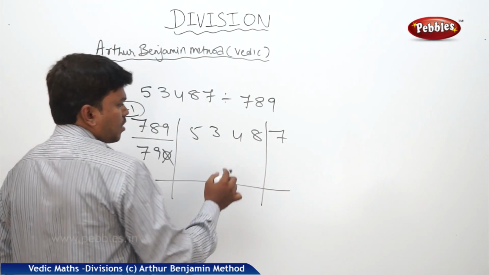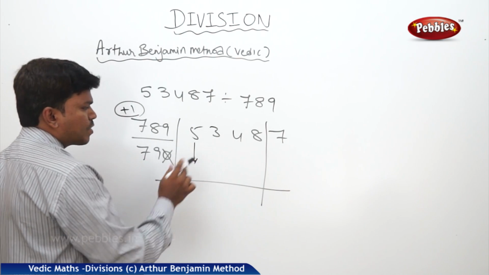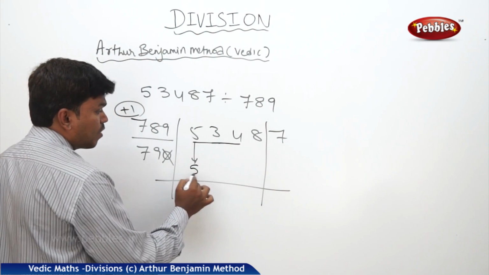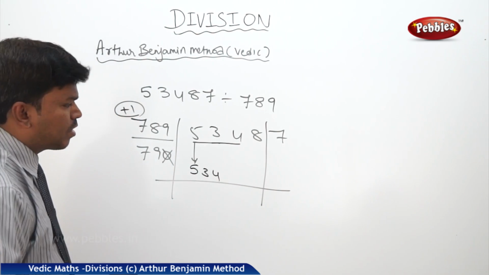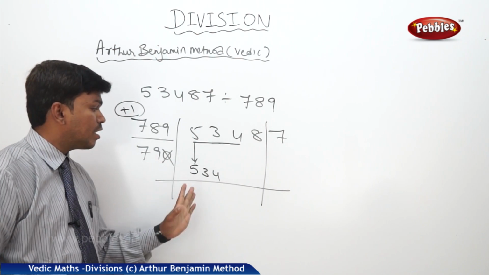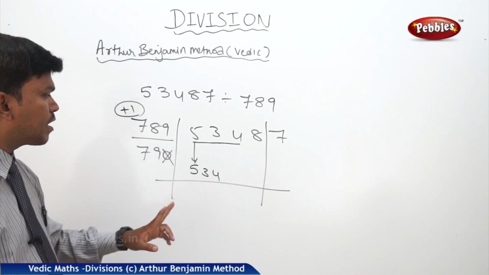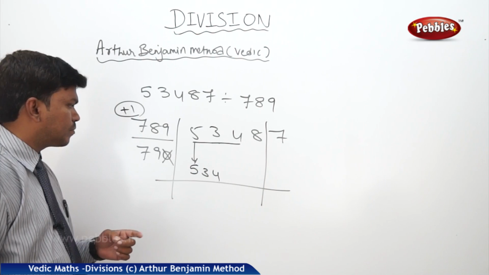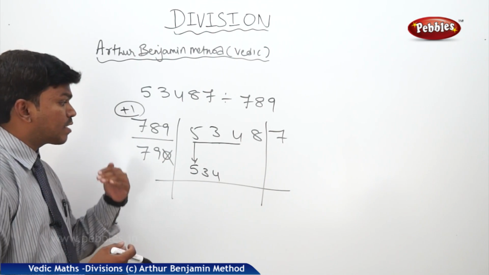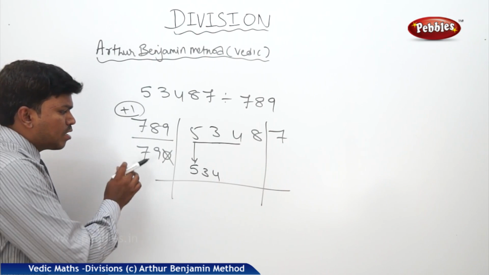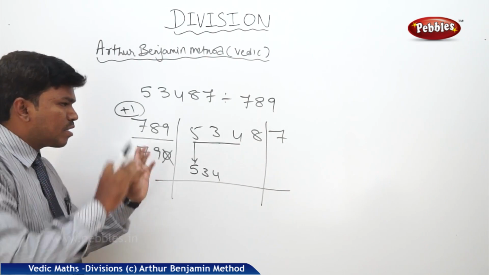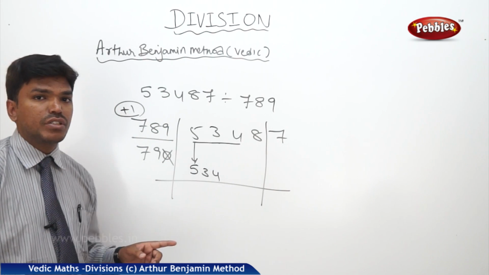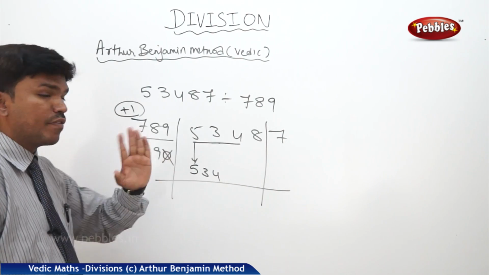Now start with the 5. Will 5 go in 79? No. So take 53. Even 53 is not going. Take 534. Only 534 will go in this. Now, what will you do this time? You will check the 79 table. How many times does 79 go into 534? If you go for 8 times, even 8 times will go beyond. So take 7 times. 79 7 times you have to do in the mind: 490 plus 63, how much? It is going beyond 553.